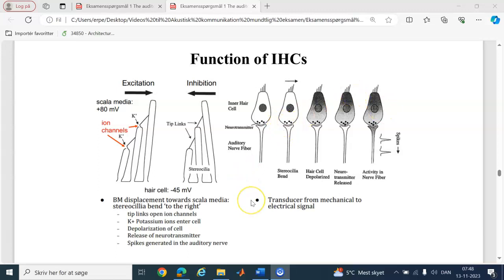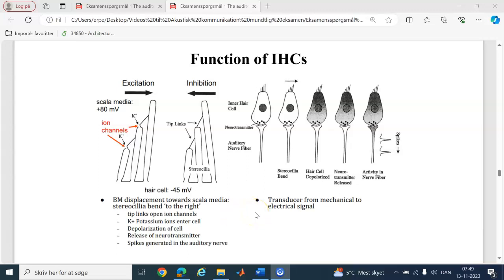Okay, the basilar membrane displacement towards scala media: stereocilia bent to the right, and then the transmitter is released. Tip links open ion channels, potassium ions enter the cells, depolarization of the cell to about minus 45 millivolts, release of neurotransmitter, spikes generated in the auditory system. It's a transducer from mechanical to electrical signals.